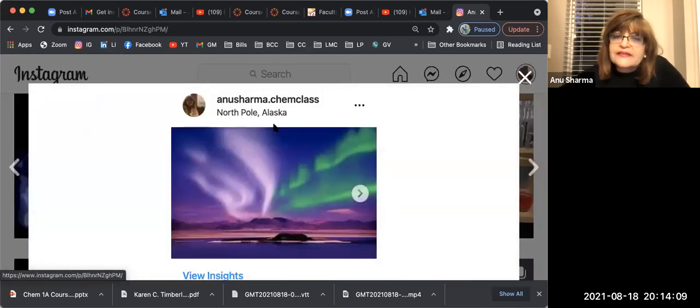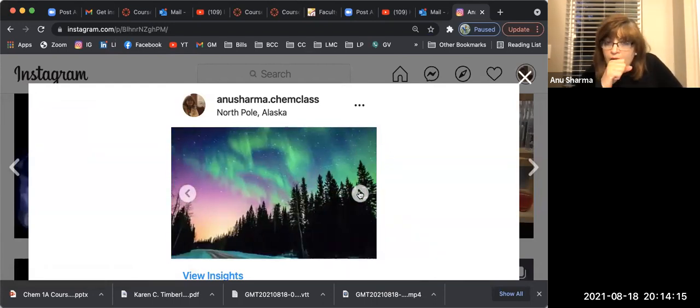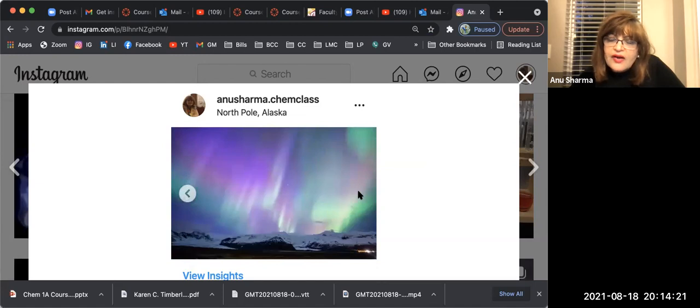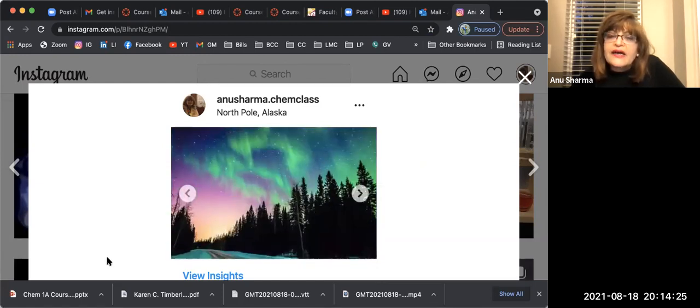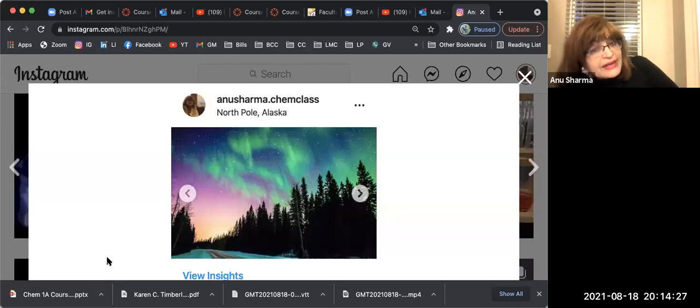Okay, this is also one last piece here. What do you see in this? What is this? Pollution? Nope. It's an aurora, I think it's called. Northern lights, aurora borealis. Yeah, aurora borealis. So what is happening here is amazing.